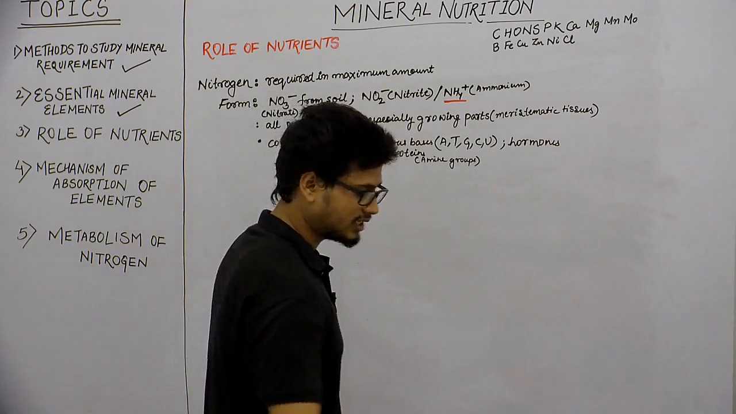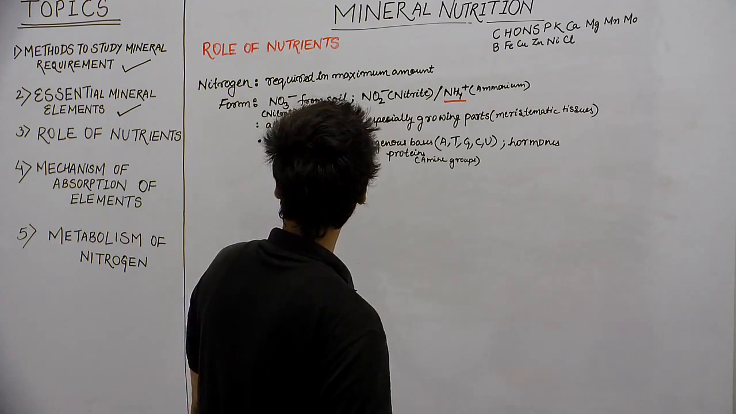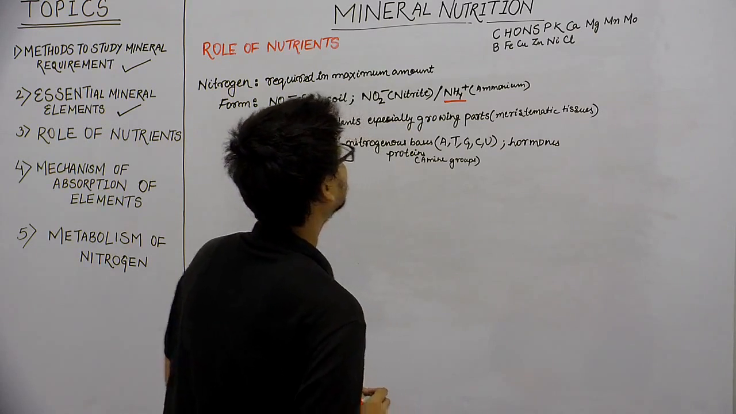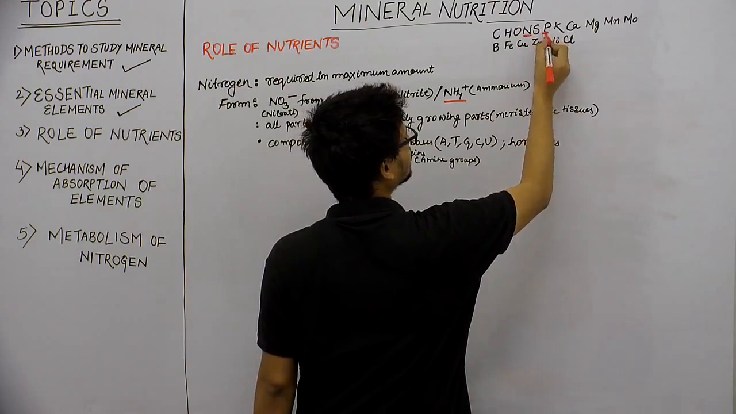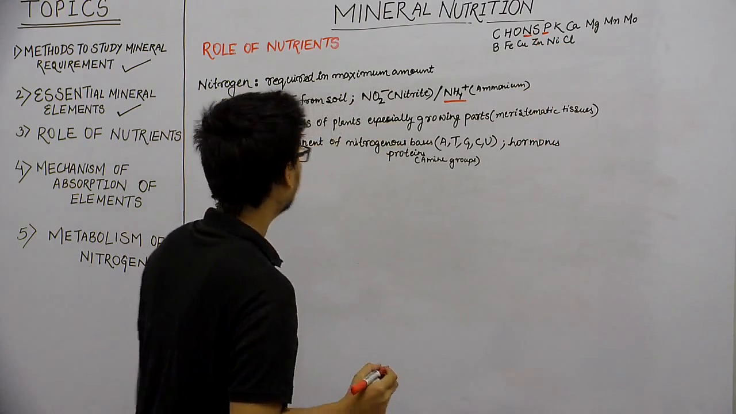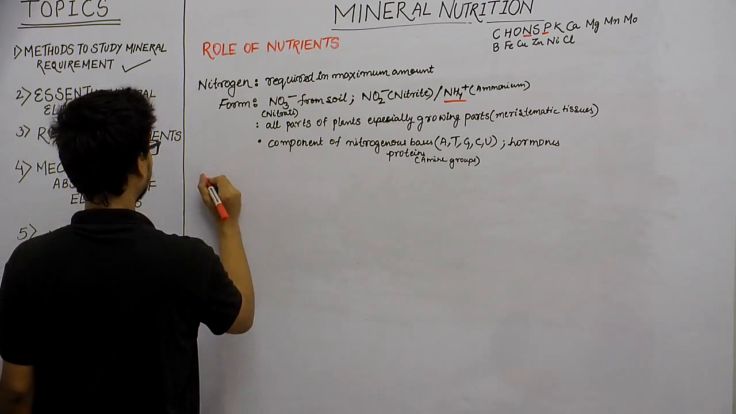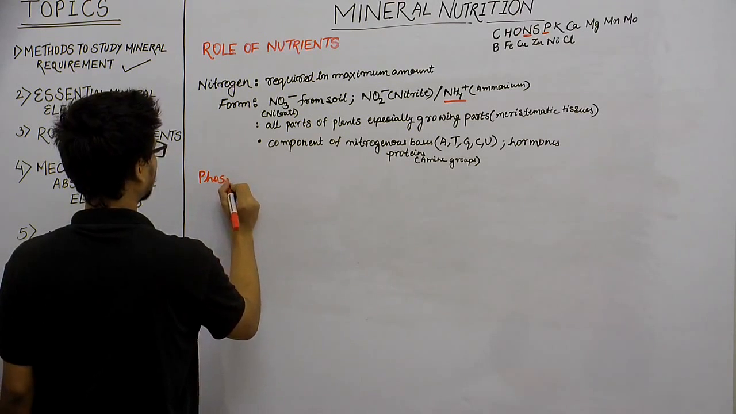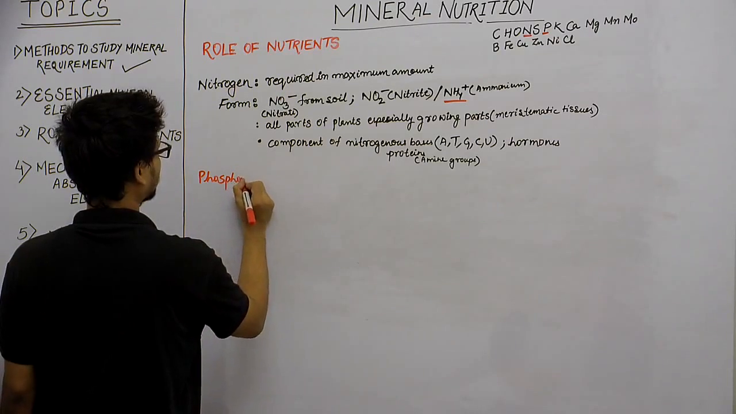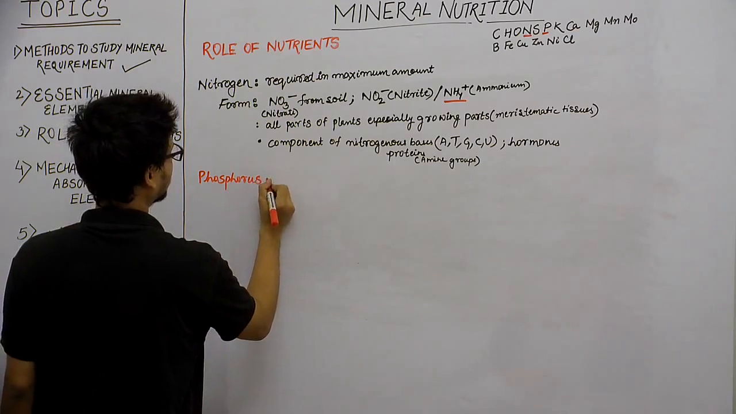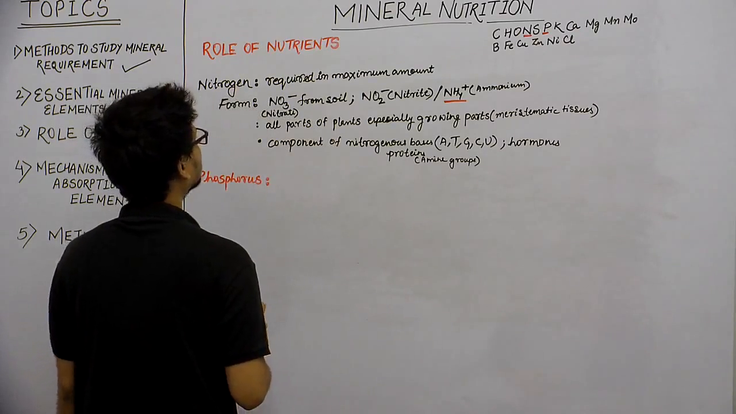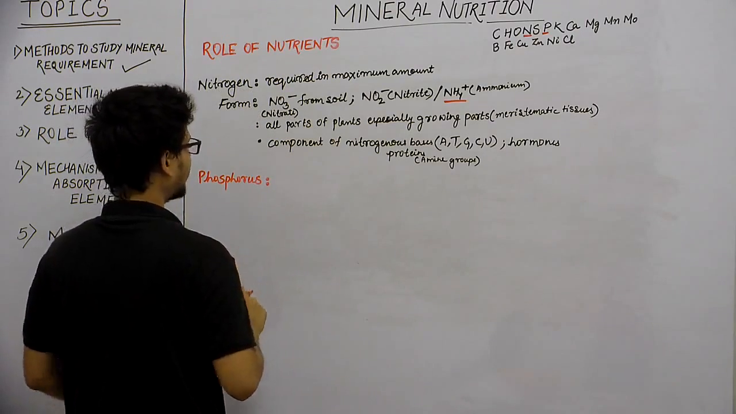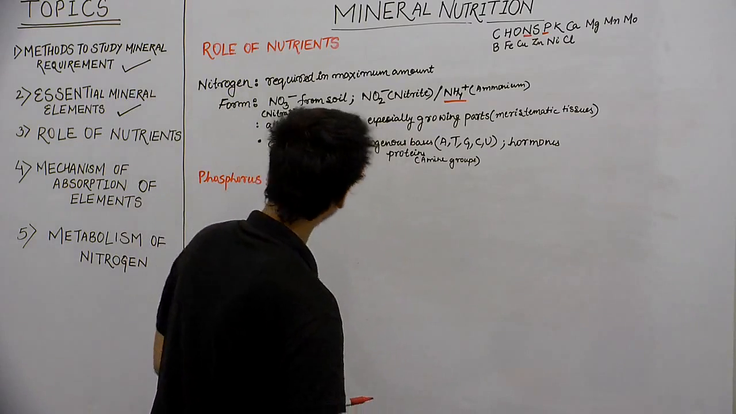So next we move on to the next. The first one is nitrogen. Next we move to phosphorus. We have studied phosphorus earlier. Now, the form in which it is absorbed, we will talk about them.